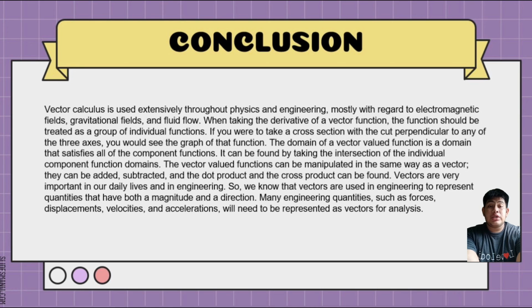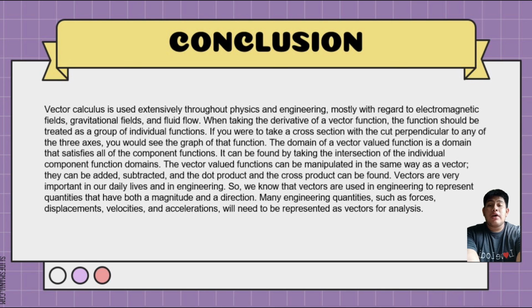perpendicular to any of the three axes, you will see the graph of that function. The domain of a vector valued function is the domain that satisfies all the component functions. It can be found by taking the intersection of the individual component function domains. The vector valued function can be manipulated in the same way as a vector. So they can be added, subtracted, and the dot product and the cross product can be found too.